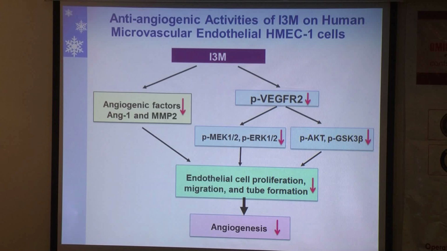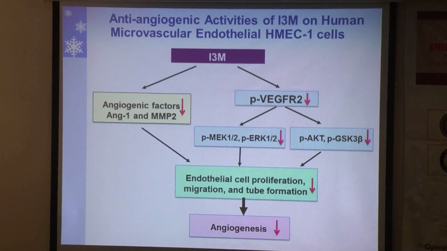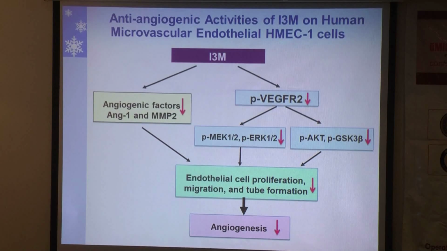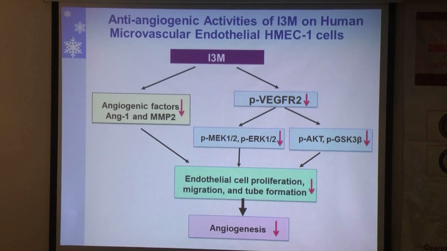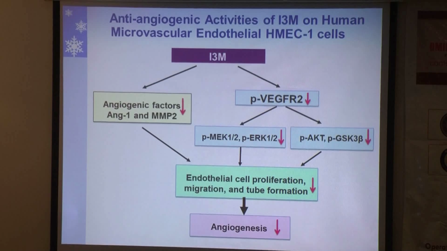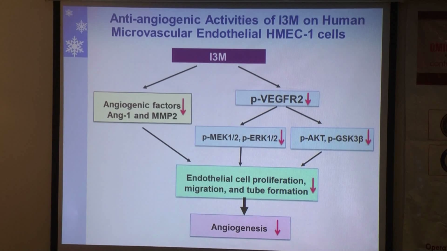And lastly, we have performed a series of experiments, and to cut this long story short, we just summarize the result here. We found that I3M also has anti-angiogenic activity using the human microvascular endothelial cell. And you can see here, treatment of the HMEC-1 cell with I3M will cause a reduction in expression of angiogenic factors, like angiopoietin-1, which is known to stabilize the blood vessel, and matrix metalloproteinase 2, which is involved in the degradation of the basement membrane.